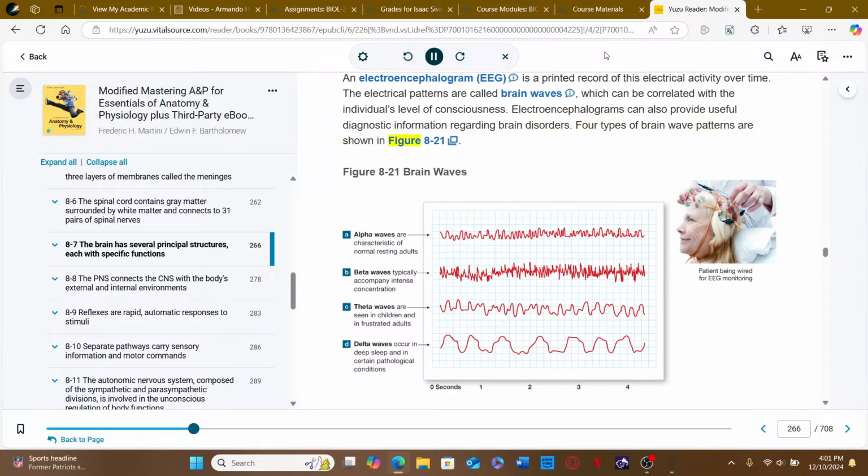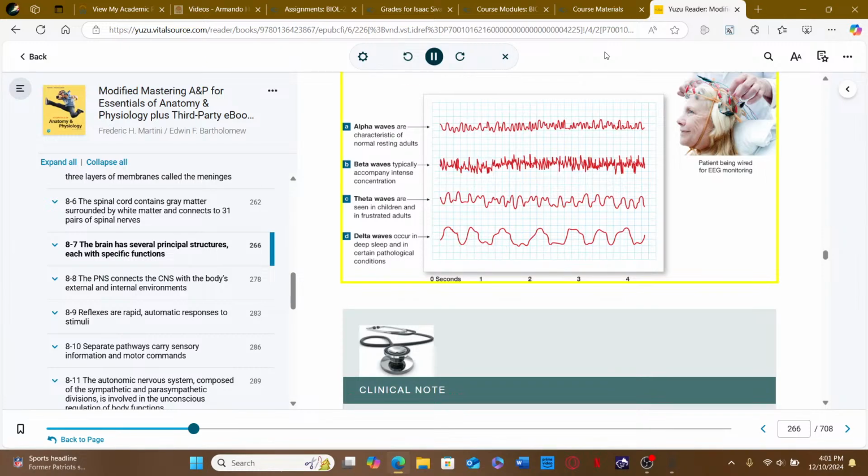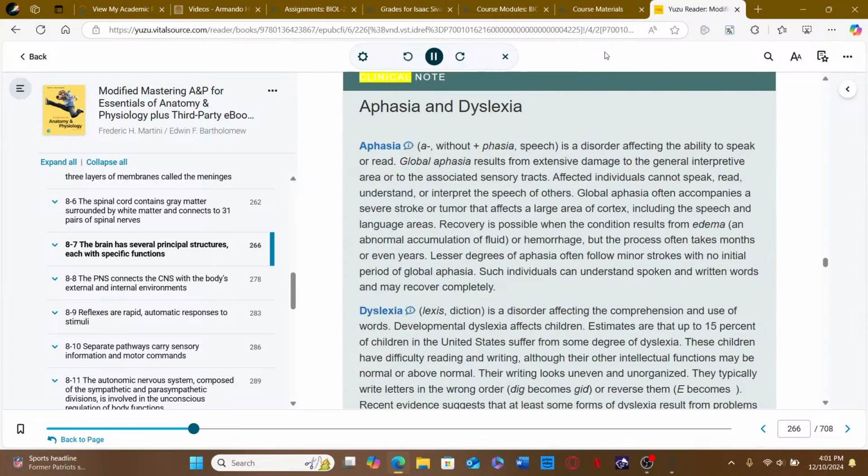Four types of brainwave patterns are shown in Figure 8-21. Figure 8-21, brain waves. Four types of brainwave patterns and their descriptions.